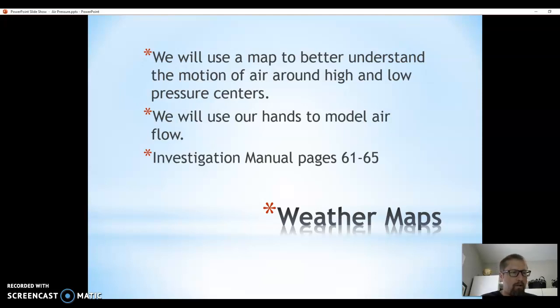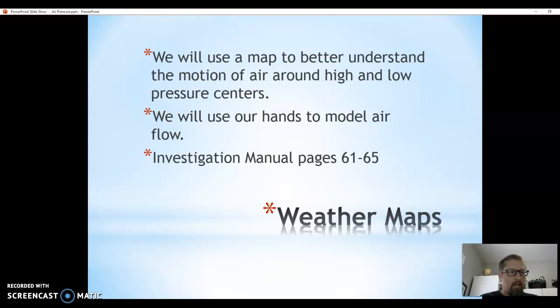On page 61, the first thing, we're doing two sections. The first is a high pressure system using the map on page 64, and the second is using the other map, the low pressure map, which is on page 65. So we'll do the high together, and I'll show you what that looks like. Again, the directions are on 61, and it says to find that figure.